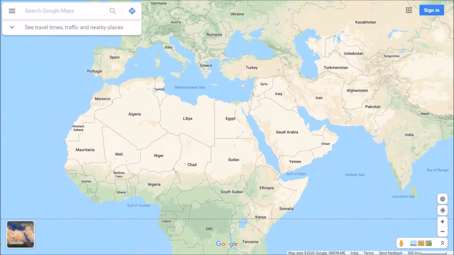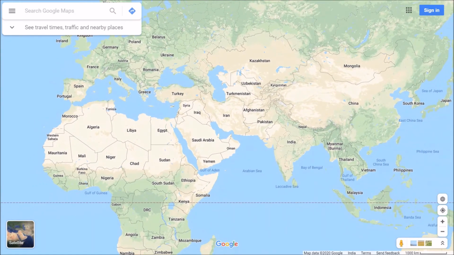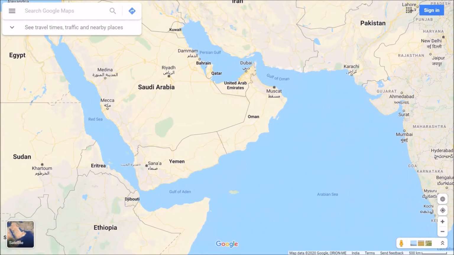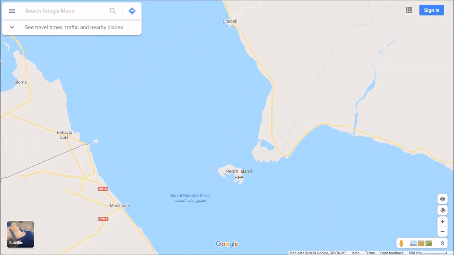commerce. Like you can see, if one wants to transport anything from South Asia towards Europe, this is the most economical way to send it, through the Indian Ocean, Arabian Sea, through the Gulf of Aden. Now watch out here. This is a very important strait, which is called the Bab-el-Mandeb Strait. This is often asked in exams and you need to remember this.